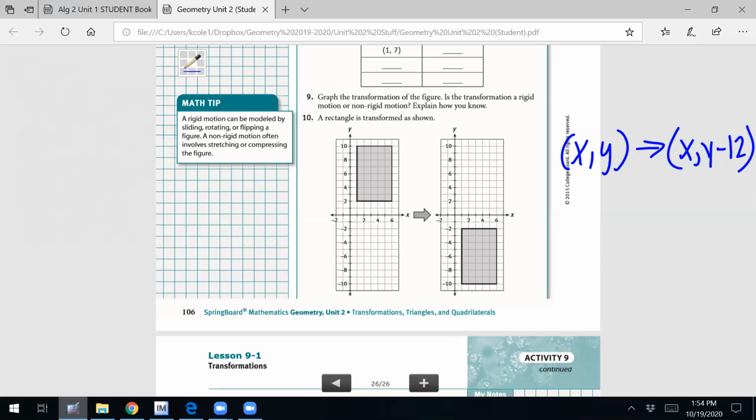It's all good. We don't have math bullies in this class, y'all. Don't be mean to each other. All right, we're going down 12. Then B says classify it as a rigid or non-rigid. What would you say? It is rigid because what are we doing? We're just sliding it down. So it is a rigid move.